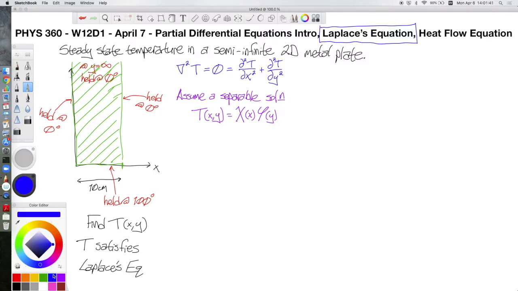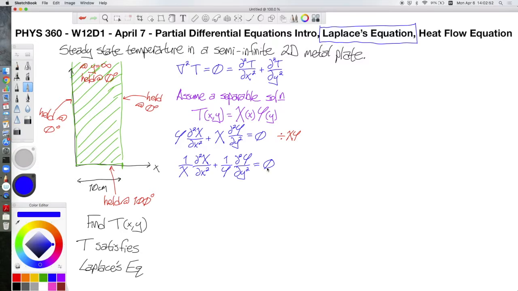So plugging this into Laplace's equation, we get the following. Capital Y times del squared of capital X over del x squared plus capital X times the double partial derivative of capital Y in terms of lowercase y. And the next step we're going to take to simplify this a little bit is we're going to divide this whole equation by capital X times capital Y, to get the following. 1 over X times the double partial derivative of X with respect to x plus 1 over Y times the double partial derivative of Y with respect to y gives us 0.